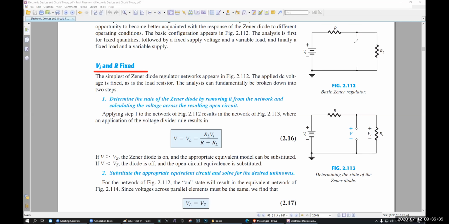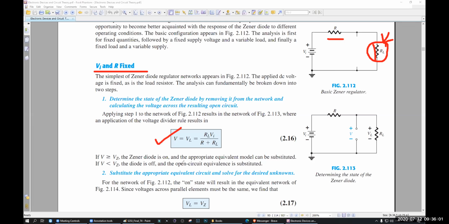Now this voltage will be divided here and here. So we are interested in the voltage of this resistance, and this is the voltage of the Zener diode. Okay, let's find out. So VL is equal to RL into VI divided by R plus RL. This is the voltage divider.